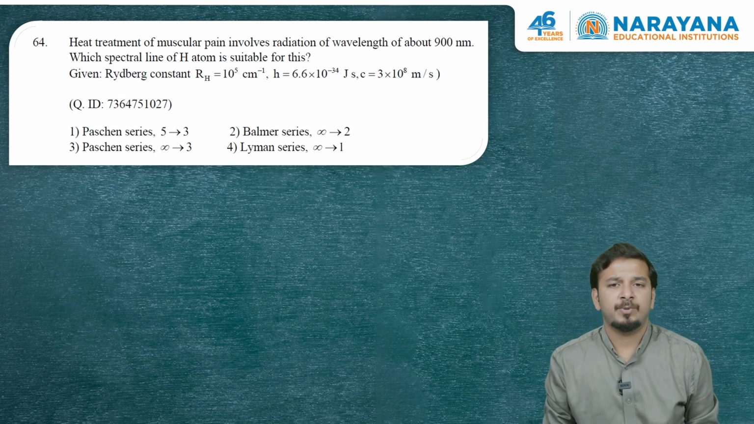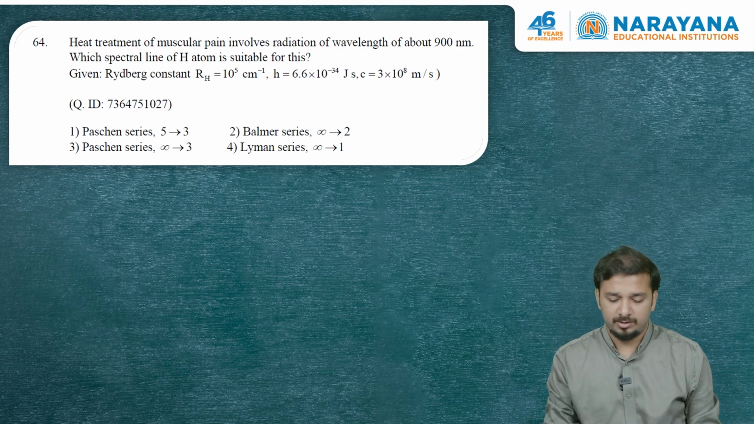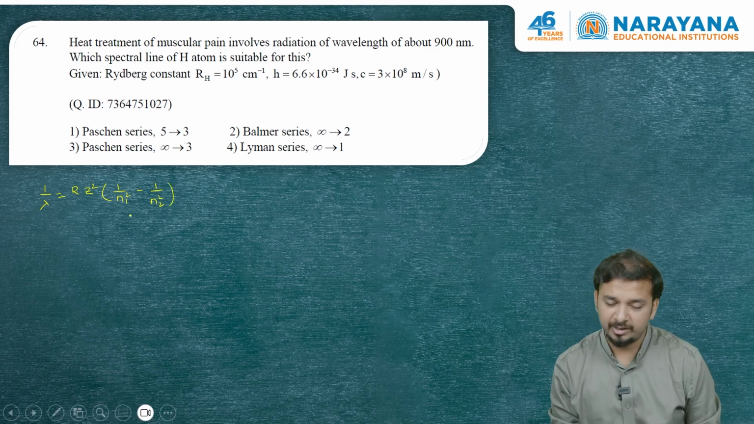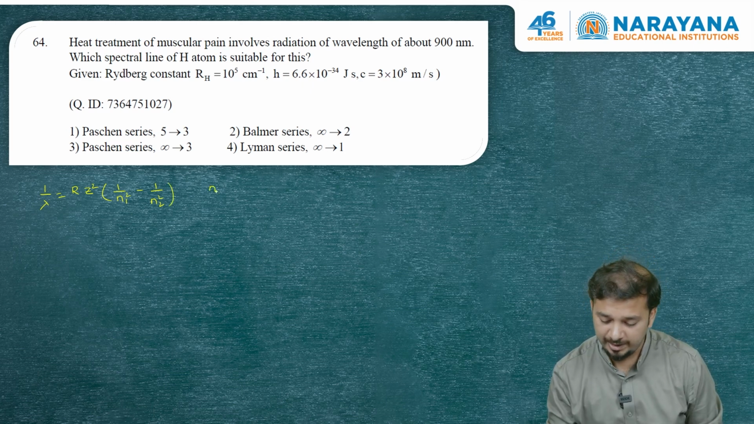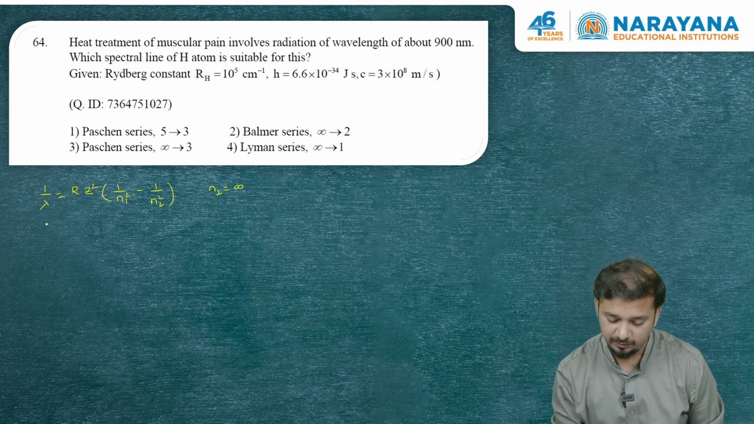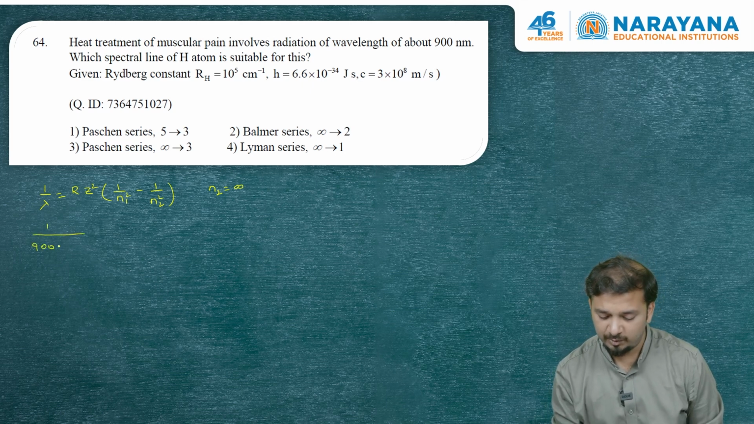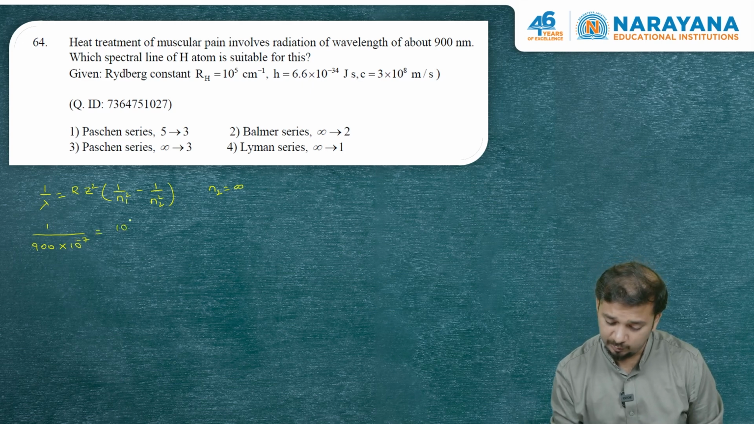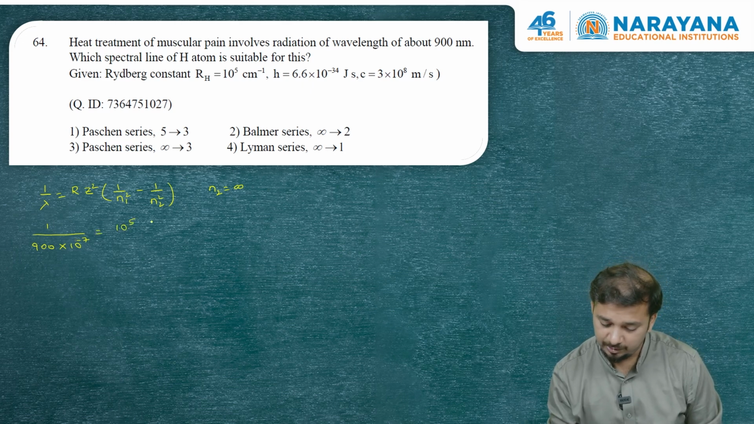Question is, heat treatment of muscular pain involves radiation of wavelength of about 900 nanometer. Which spectral line of hydrogen atom is suitable for this? So we can use this formula, 1 upon lambda is equal to R into Z square, 1 upon N1 square minus 1 upon N2 square. Now, I'm assuming that the line is coming from infinite orbit. So N2 in this case will be infinite. So if you substitute, it will be 1 upon 900 into 10 raised to the power minus 7 centimeter. That is equal to 10 raised to the power 5 into Z will be 1.